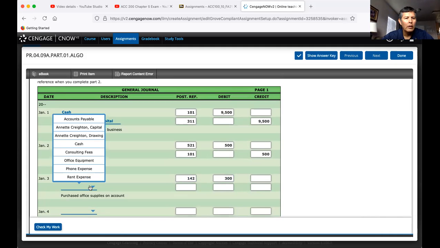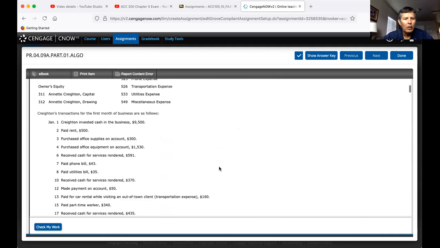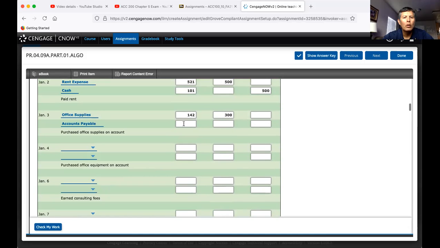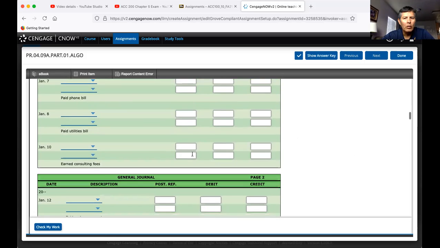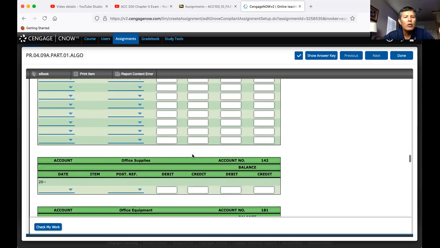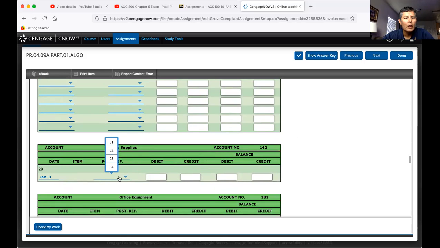Okay, now we're going to come up here. We got it on credit, account payable. We've got to look at what our account number is for payable. 202. 202, and that's going to be 300. Okay, so now we got to go down here. Office supplies, and all we're doing is recording these in multiple places. Office supplies and accounts payable. Nothing from cash. Office supplies. This is January 3rd. J1, 300.